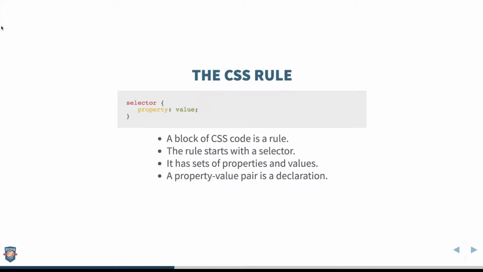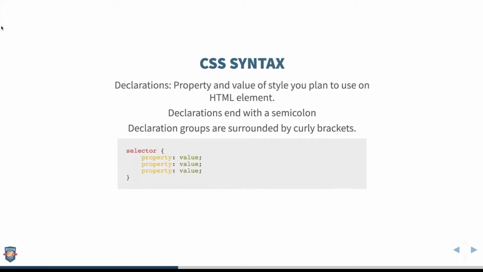And just to go a little more in detail about it, it is basically just a block of CSS code. This rule starts with what's called a selector, and it has sets of properties and values. And again, a property value pair is considered a declaration. So to get in a little bit of the CSS syntax and how to use these rules, declarations are the property and value of a style you plan to use on any HTML element on your website. And it's very, very important to know that declarations always end with a semicolon. And they're always grouped by those curly brackets.